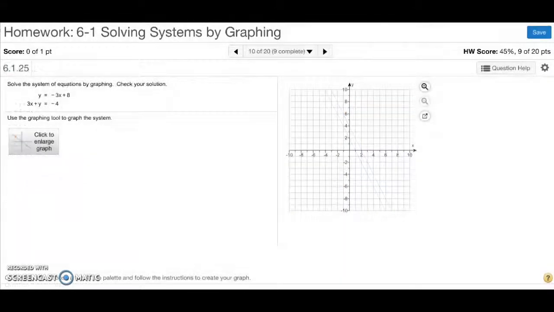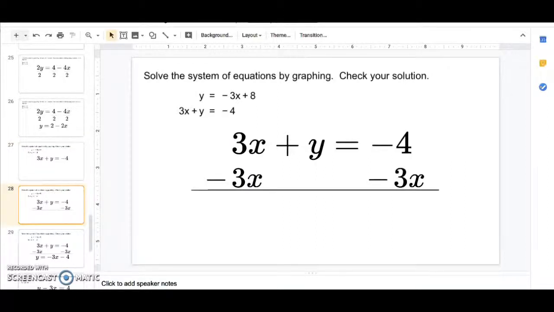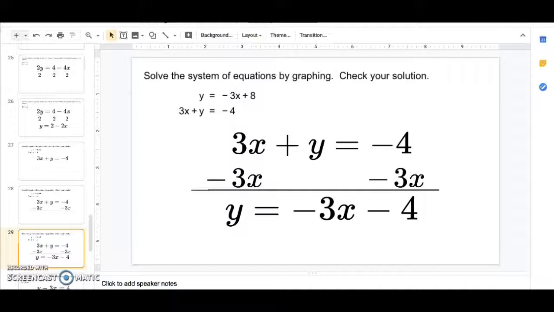Number 10 is asking you to solve the system of equations by graphing. Looking at our equations, one of them is in slope-intercept form, the first one, but the second one isn't, so we have to put it there first. So we have 3x plus y equals negative 4. To put that in slope-intercept form, we need to subtract 3x from both sides, and we'll have y equals negative 3x minus 4. Now we can go ahead and graph both of them.